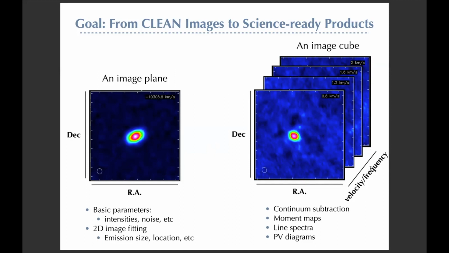In this lecture, we will go through how to extract basic information from the image, like peak intensity, total flux, noise level, as well as the emission size. For image cubes, we will also cover the extraction of spectral line profiles and the construction of moment maps. Those kinematic information are provided by the additional velocity dimension. All of those analyses can be performed with CASA.